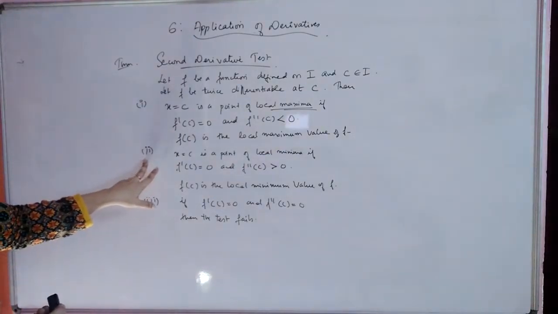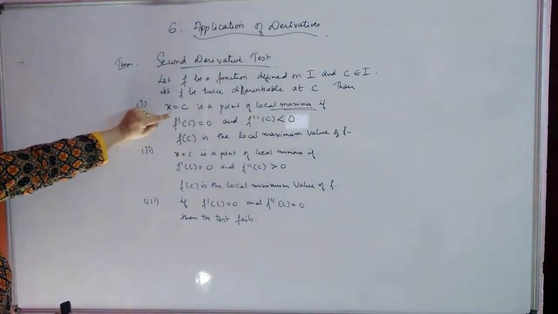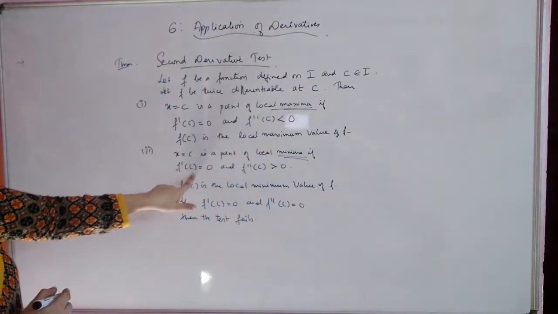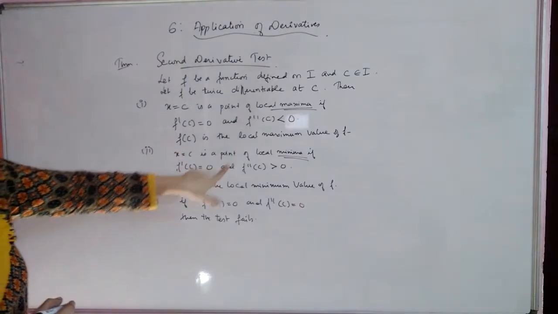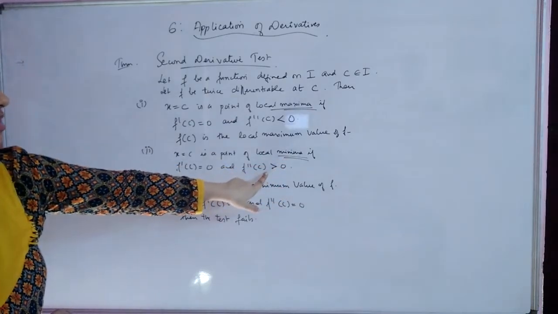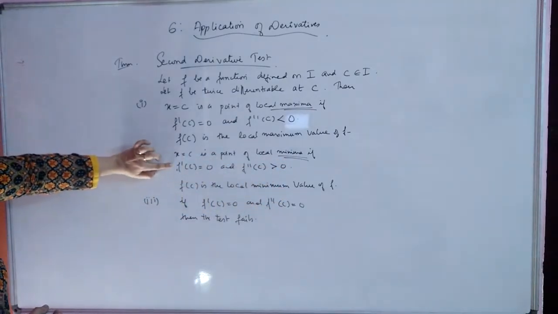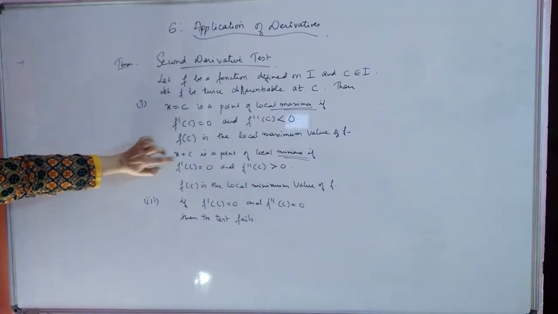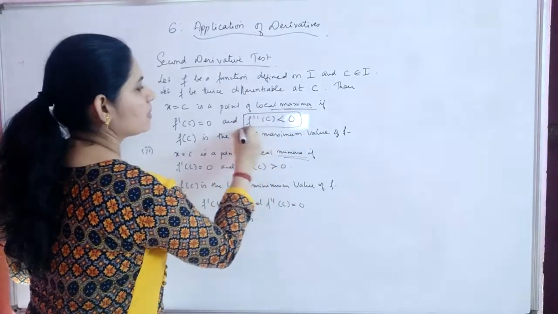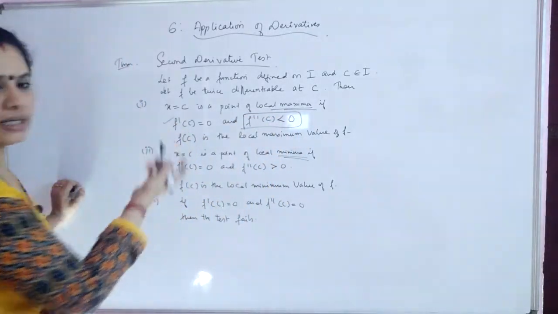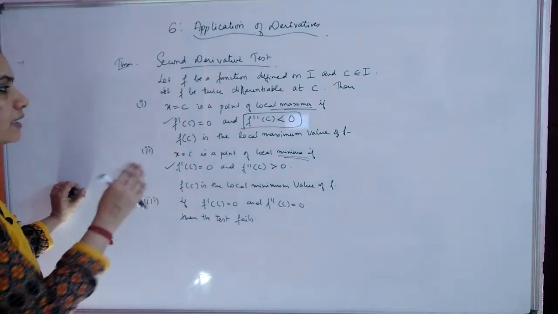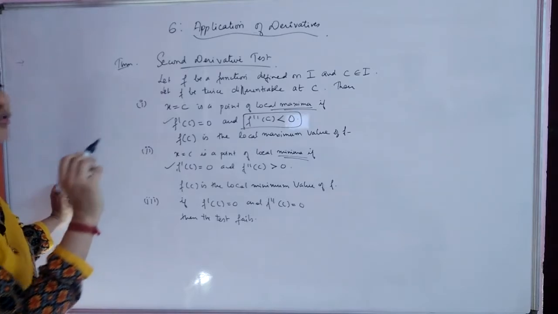Okay, the second point is the opposite of this. That is, x equal to c is a point of local minima if f dash of c is 0, which is the same for both, and f double dash of c is greater than 0. For minima, f double dash is greater than 0. So f dash of c is equal to 0 and f double dash of c is greater than 0. This is the main thing which you have to remember. The first condition is common for both, and it will give you the critical point. When you equate it to 0, you will get that c value, by just equating f dash of x equal to 0.